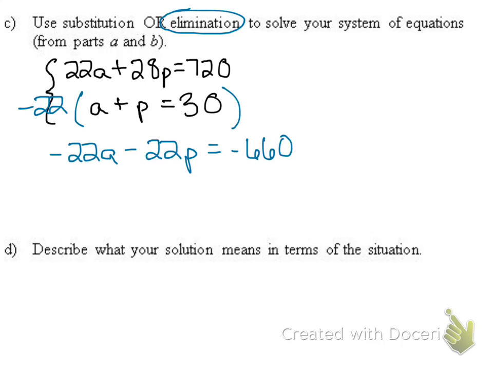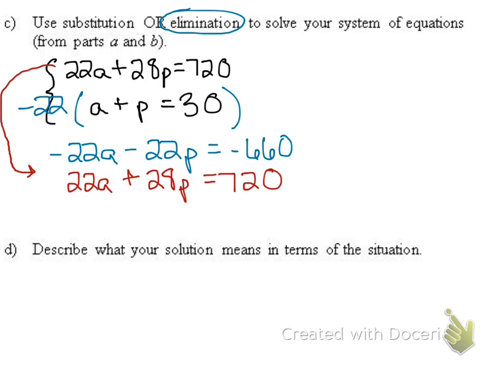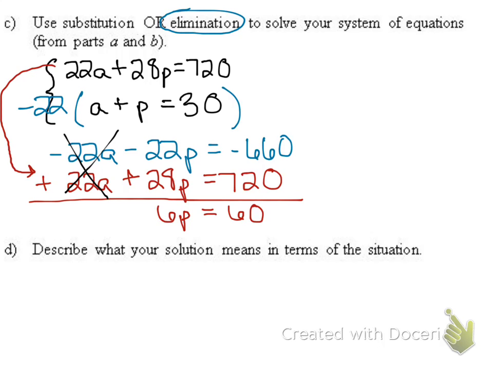Then I'm going to rewrite the top rule underneath that equation and then add them together. And so when I do that addition, my A variables are going to eliminate because they're equal opposites of each other. When I combine my P's, negative 22 and 28 gives me positive 6P. And then combining negative 660 and positive 720 gives me positive 60 as a result. So now I just have a small equation.